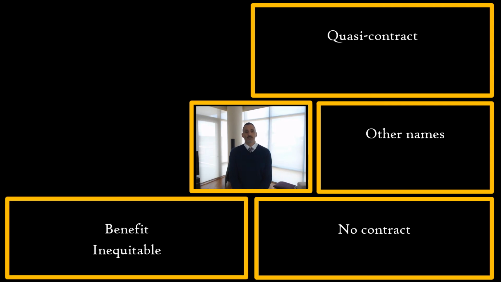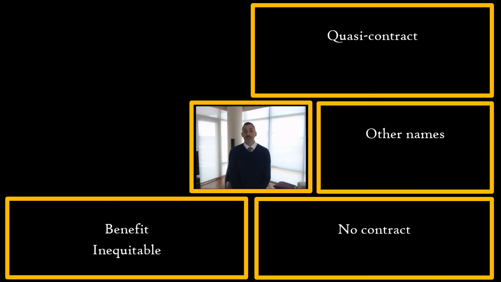Let's review what we've learned in this subunit. We introduced the idea of a quasi-contract. We gave other names for quasi-contract, including contract implied in law, restitution, quantum meruit, and unjust enrichment. We made clear to point out that quasi-contract is a misnomer. Even though it has the word contract in it, it is not a contract. Why? Because it's not based on an agreement between the parties.